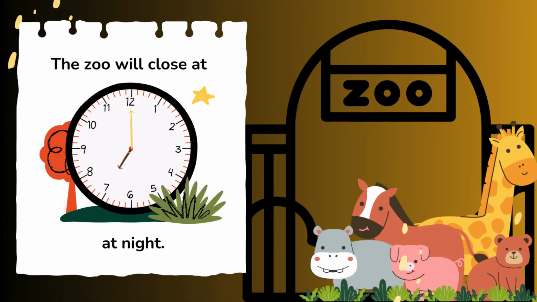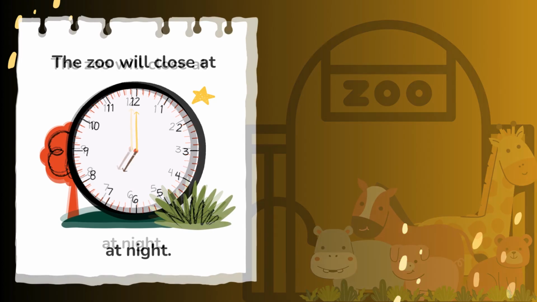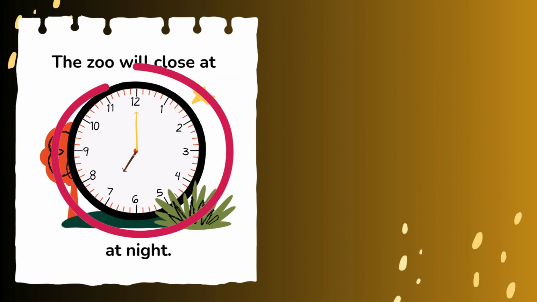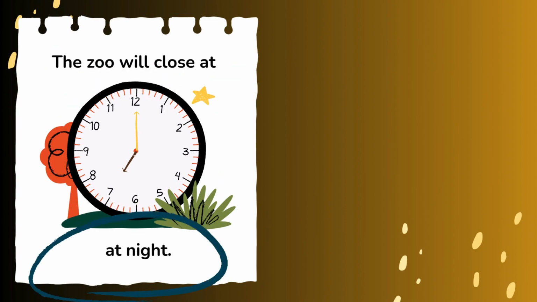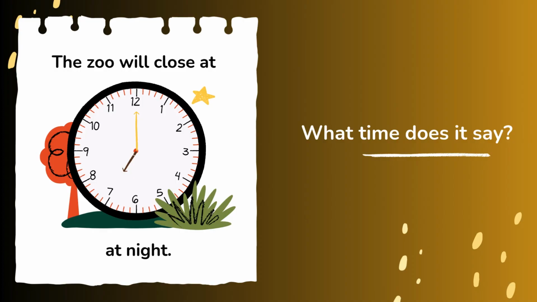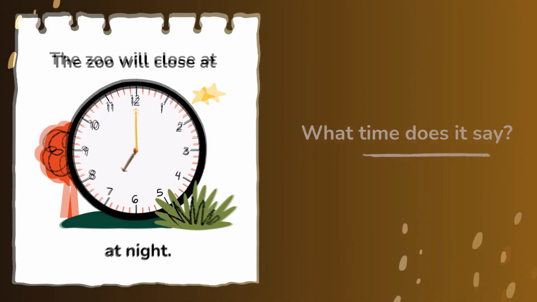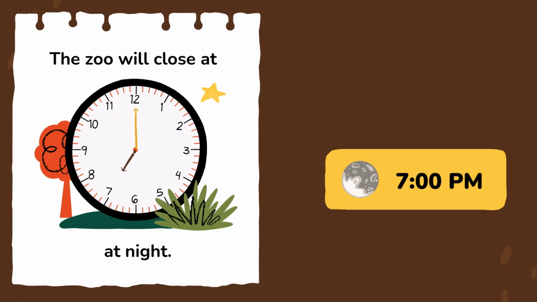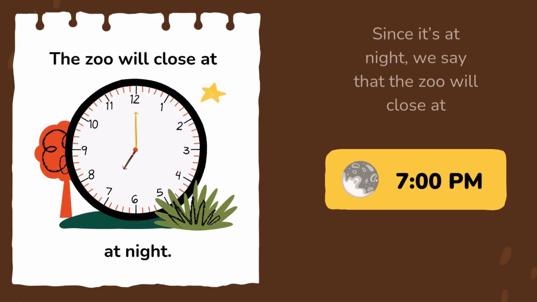Now let's look at this zoo poster for the zoo's closing time. It is written that the zoo will close at, then the picture of the clock, and then at night. So, what time does it say? Here, the hour hand, that is the small hand, is at 7, and the big hand is at 12. So it can be read as 7 p.m. That means the zoo will close at 7 p.m. at night.